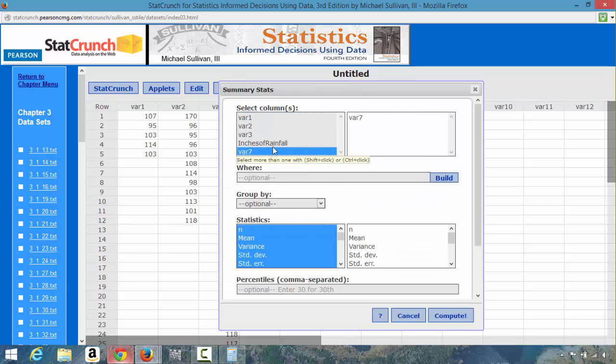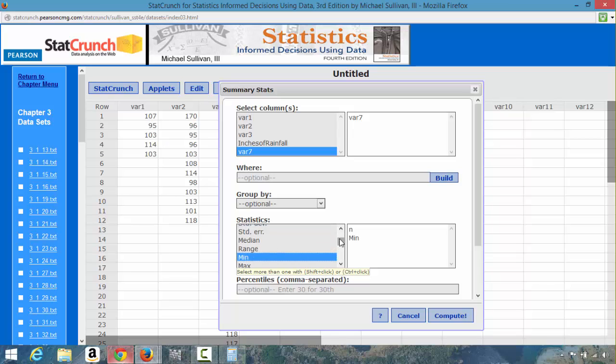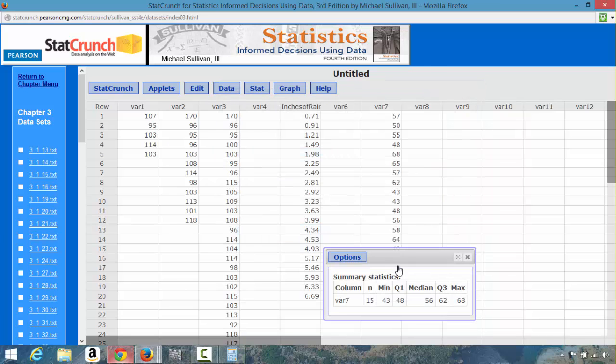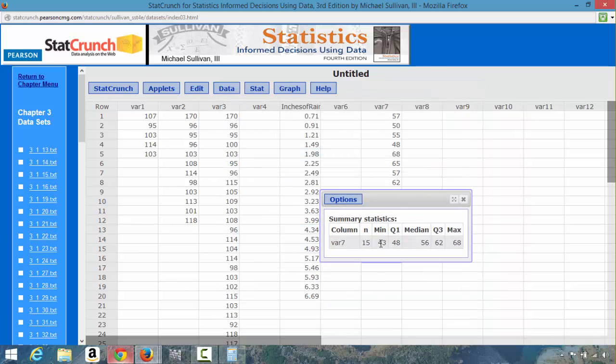All right, so summary statistics, columns. I want only variable 7. I can put sample size, doesn't matter. I press my control key. I need the minimum, then I need Q1, then, if you want it to be like how you need it, you have to select it that way. Then I need median, then I need Q3, and then I need maximum. That is what I need. Compute. So this is the 5-number summary data.